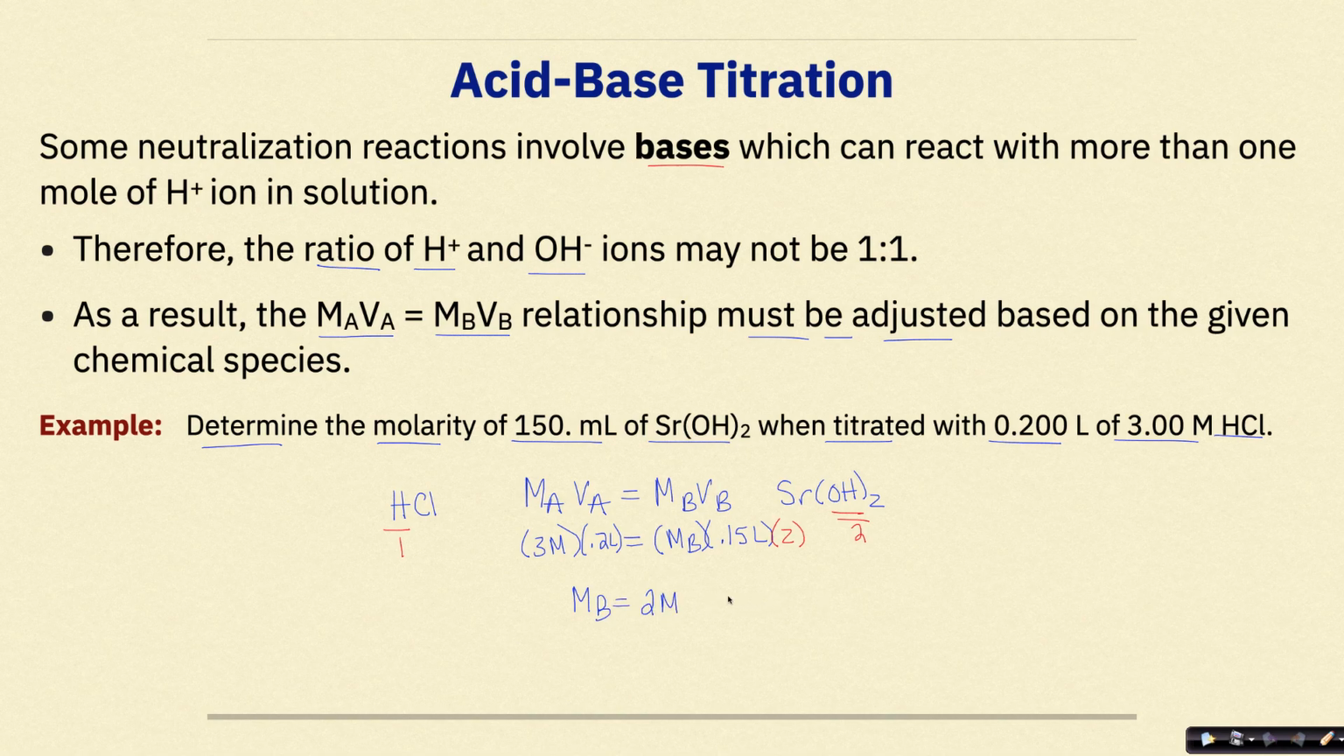And again, we can do a check. 3 times 0.2 is 0.6. And then if we put in the molarity of our base, which is 2, so 2 times 0.15 times 2, this is also 0.6. So again, we can see that they're stoichiometrically equivalent. We are at the equivalence point when we have a molarity of 2 molar for our base.